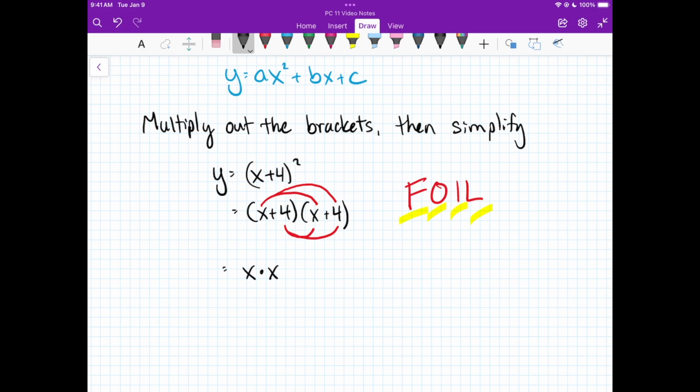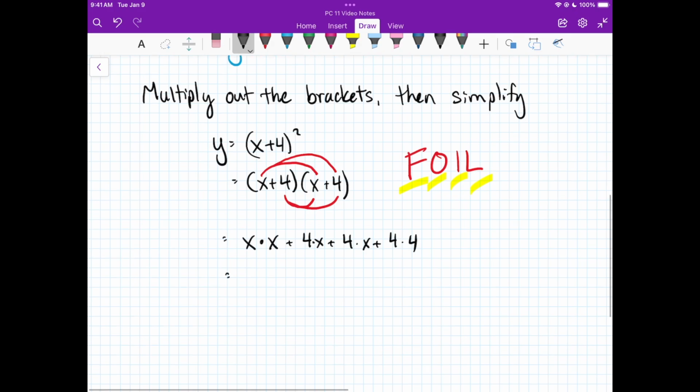Which gives us this. So x times x, 4 times x, 4 times x, and 4 times 4. Not necessary at all to blow it up this way, but just as a refresher, this is what it looks like. So x times x gets me x squared. 4 times x is 4x, and then another 4x. And then, remember, 4 times 4 is not 8, it is 16.